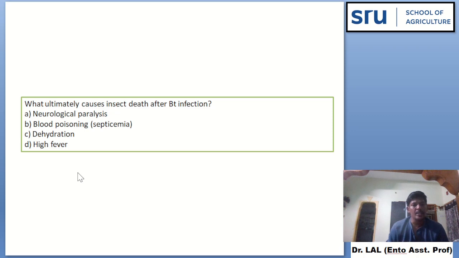What ultimately causes insect death after Bt infection? Neurological paralysis, blood poisoning, dehydration, or high fever. Here the correct answer is blood poisoning, that is septicemia. Septicemia ultimately causes insect death after Bt infection.